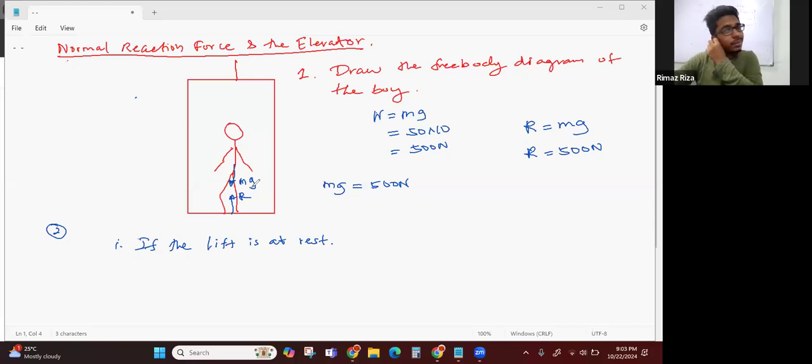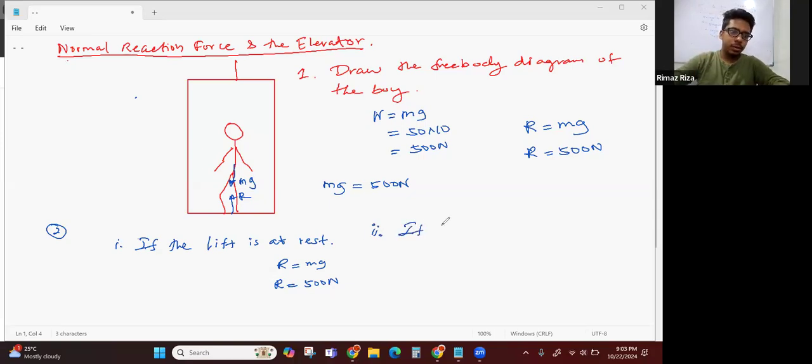When the boy and the lift are at rest, then we know that R equals mg. According to Newton's first law, if the object is at rest or moving at constant velocity, there is no unbalanced force. Therefore, R must equal mg, so R equals 500 Newton. And Roman number 2, this one also you have to tell me.